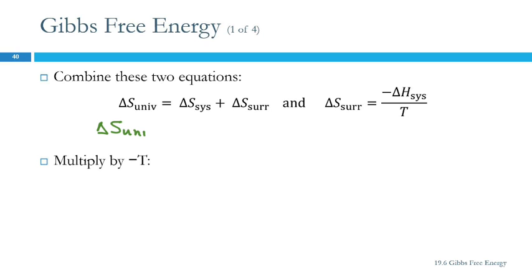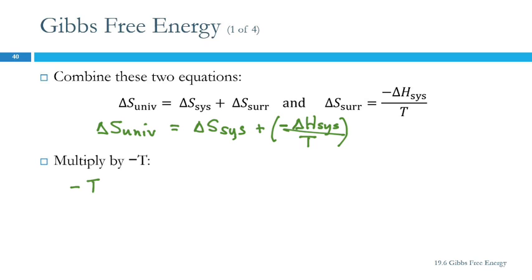Delta S for the universe would equal delta S for the system plus negative delta H for the system divided by T. See what I did there? I took this and put it in for that. Now we're going to multiply this by negative T.